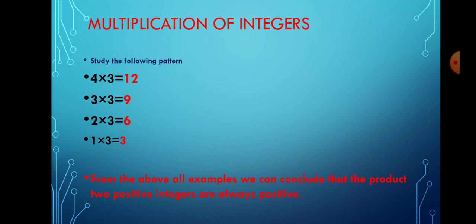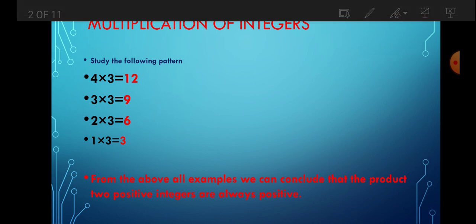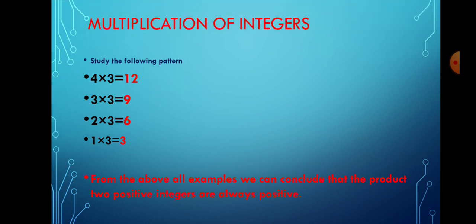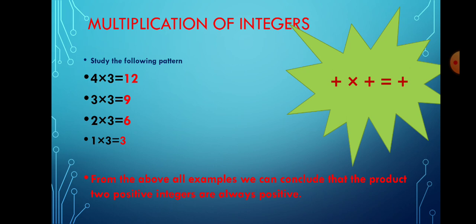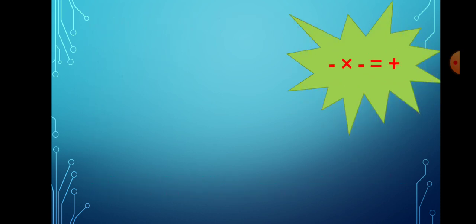So we are getting the products 12, 9, 6, 3, all positive integers. From all the above examples we can conclude that the product of two positive integers is always positive, meaning plus into plus is always plus. Okay children, is it clear to you? Plus into plus is always plus. Now going to the next examples.